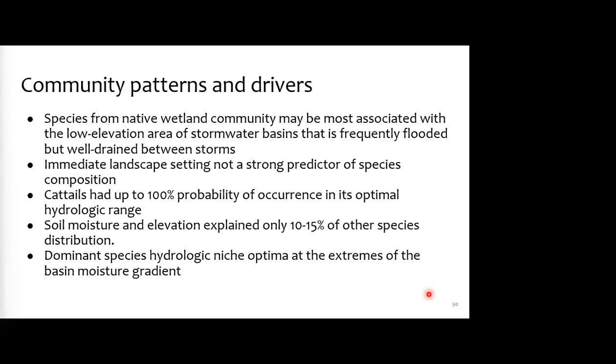And comparing cattails on the wet side and the other dominant species that I found on the drier side, as a whole, the dominant species seem to have their niche optima at the extreme ends of the basin moisture gradient.